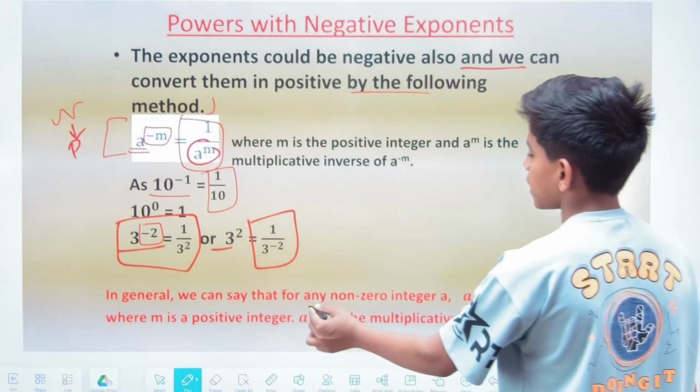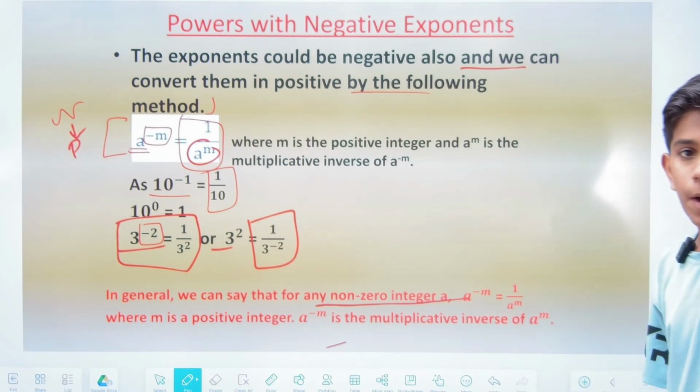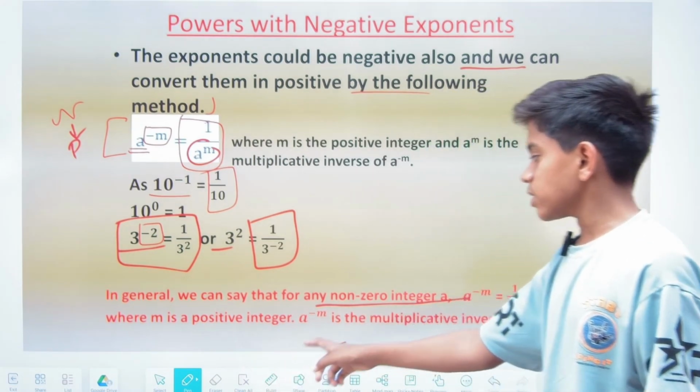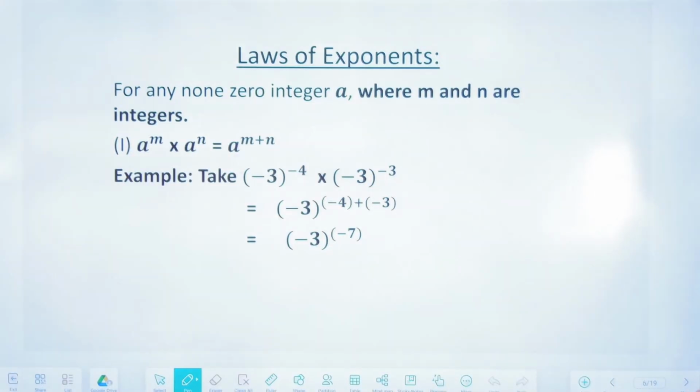In general, we can say that for any non-zero integer a, a to the power minus m is equal to 1 by a to the power m, where m is a positive integer, and a to the power m is the multiplicative inverse of a to the power minus m.